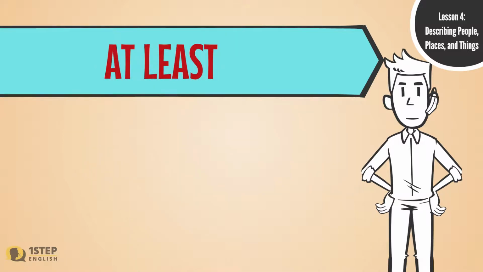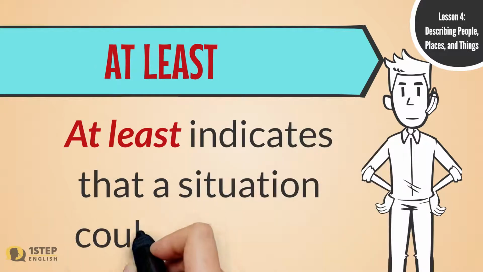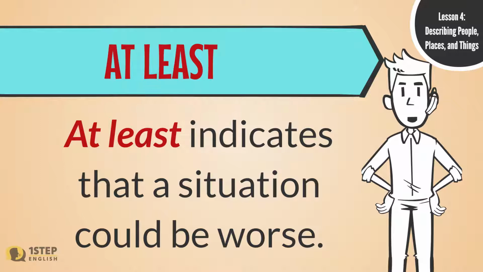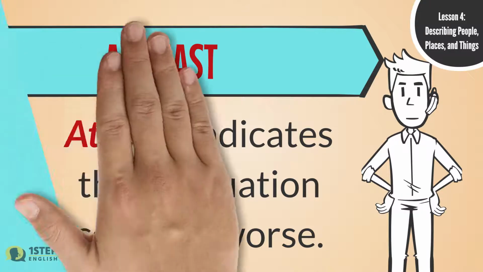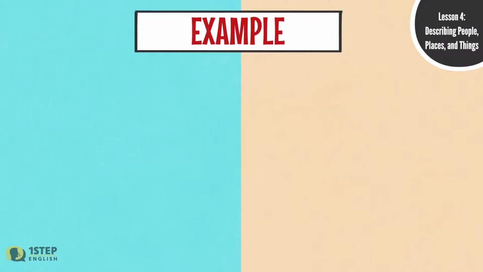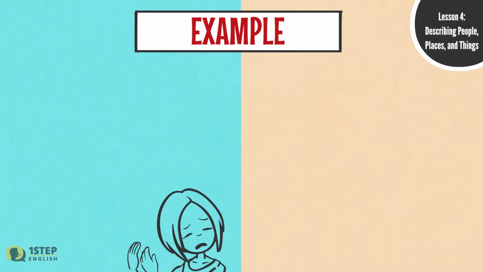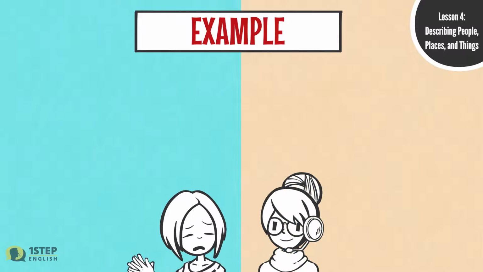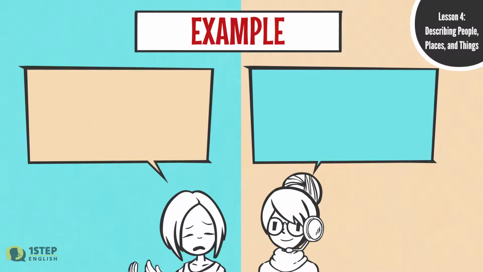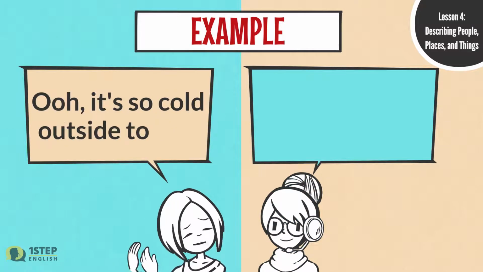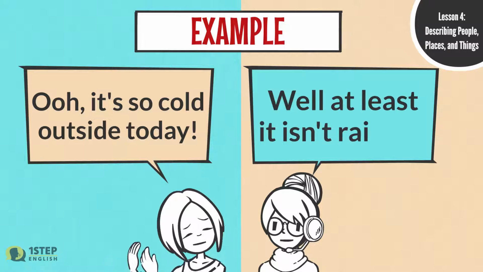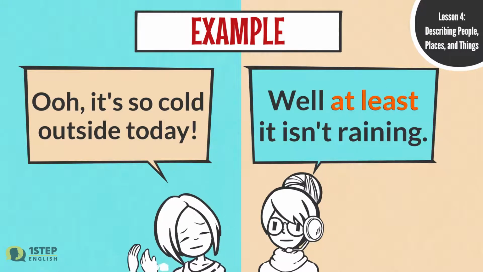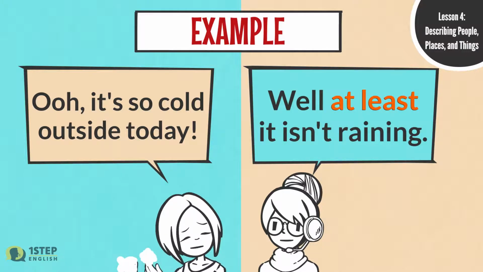At least. At least indicates that a situation could be worse. For example, Ooh, it's so cold outside today. Well, at least it isn't raining. At least, well, at least it isn't raining.